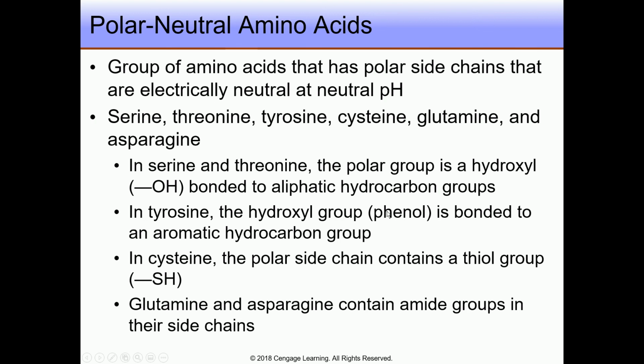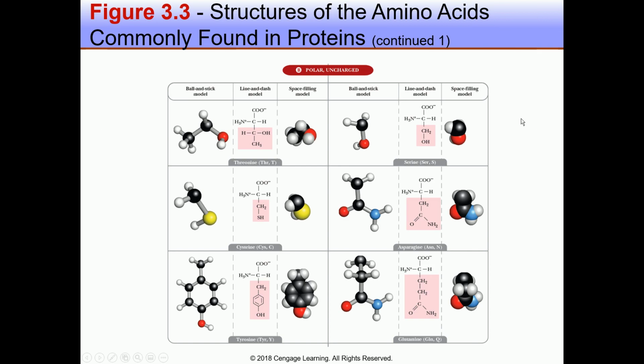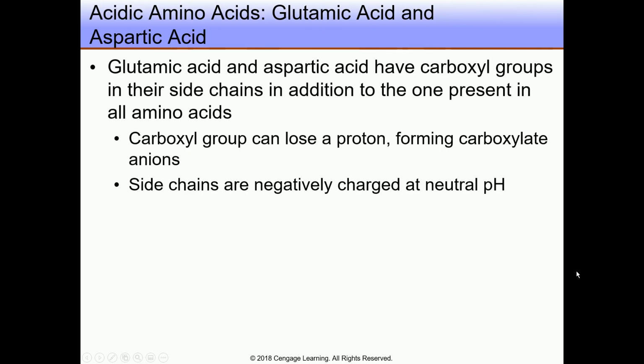And then the next category is negatively charged amino acids. In this, it's easy to remember. There are two amino acids, glutamic acid and aspartic acid. Their R group has a COOH group, which is a carboxyl group, which I just discussed, which is also a part of every amino acid.